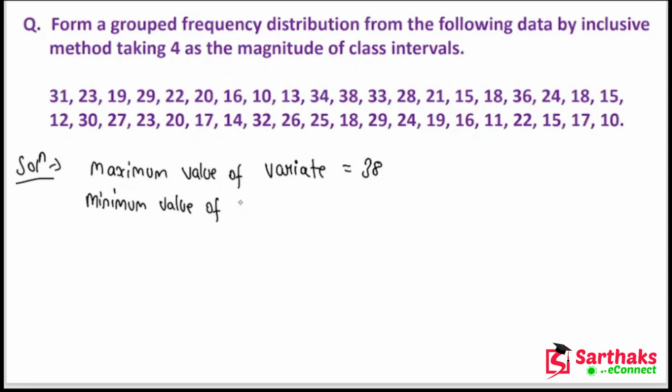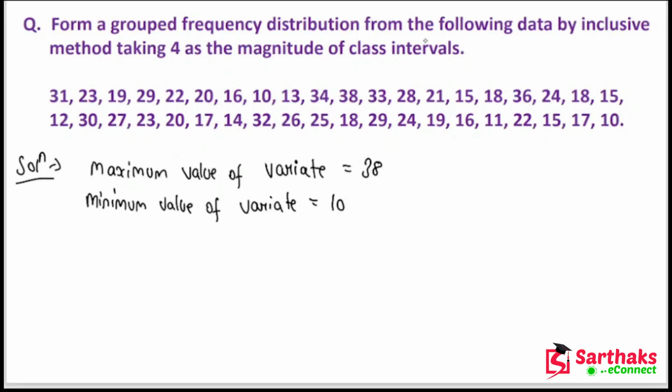Minimum value of variate, right. Let us find the minimum value. So we have 19, 16, 10. So we have 10 as the minimum value. Do we have any single digit number less than 10? No. So yes, 10 is the minimum value.